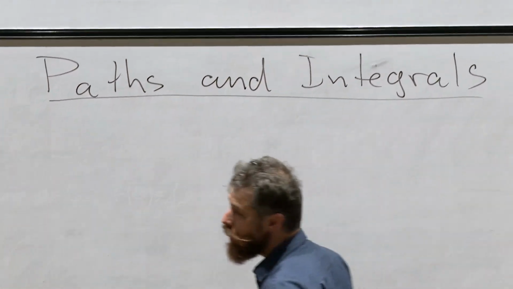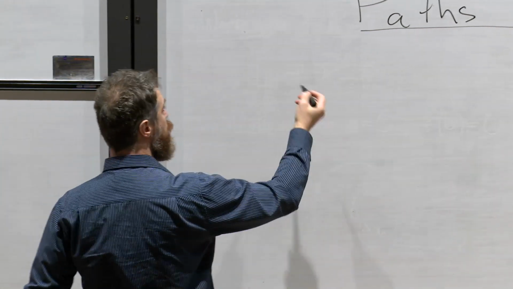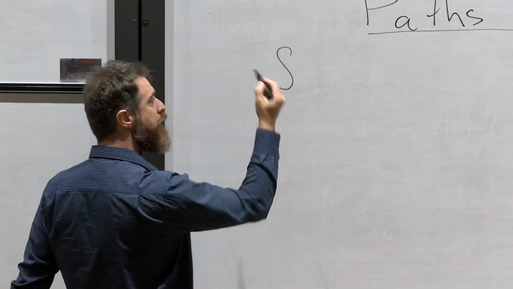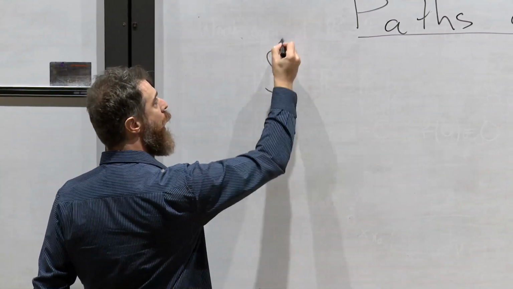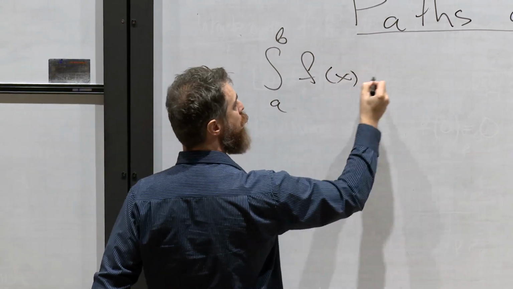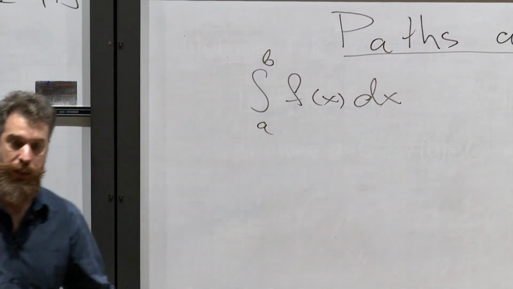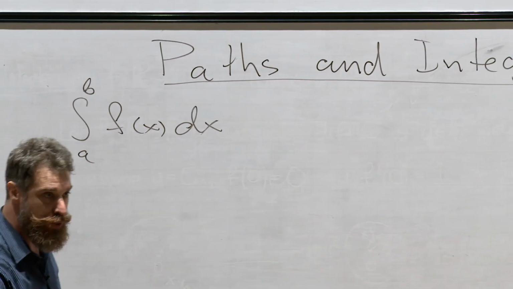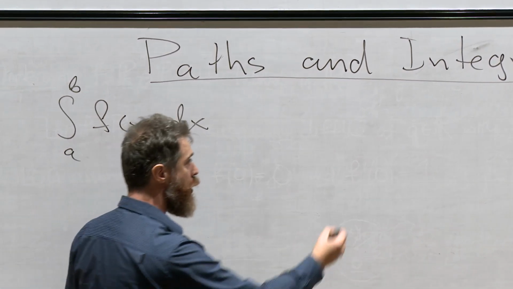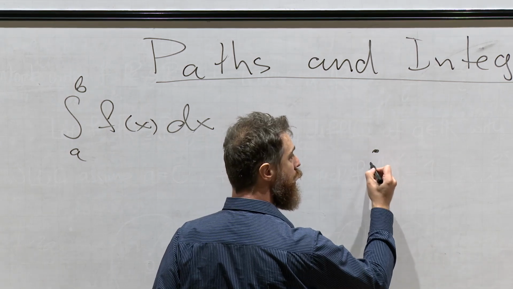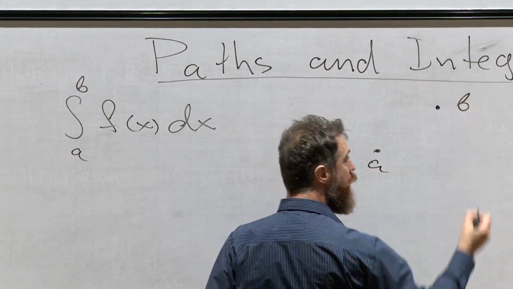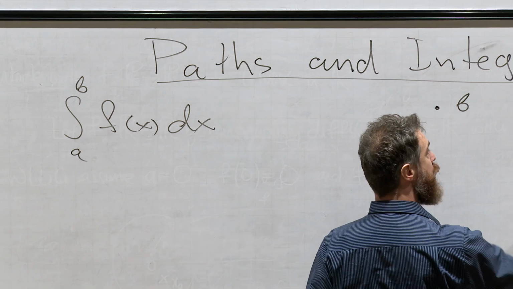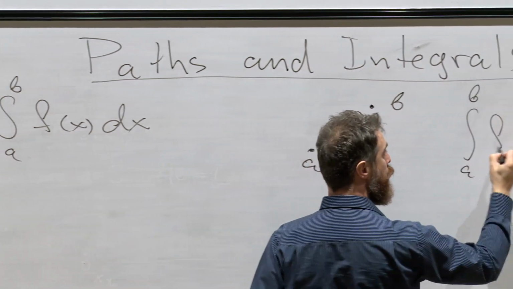In real analysis, we quite often look at integrals like this. We integrate from a to b some function f of x dx. And in complex analysis, we would like to do something similar. So if you have 2 points, say a and b, then we would like to define something like this.